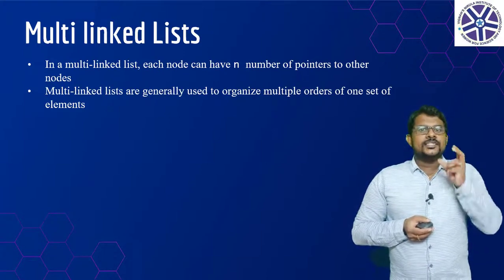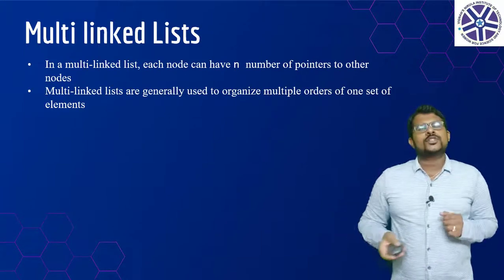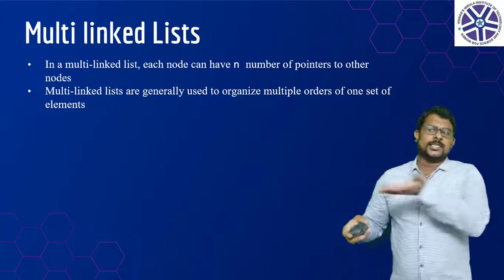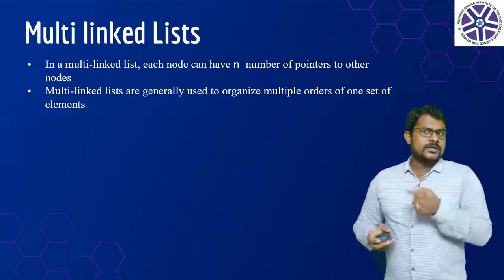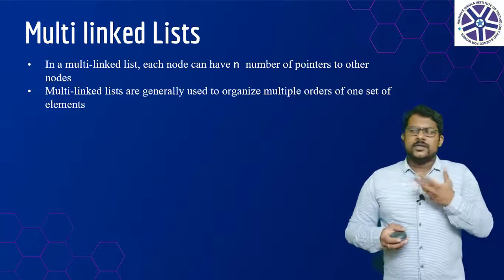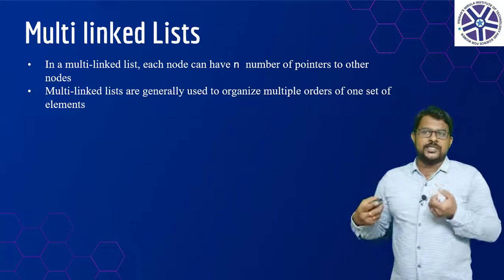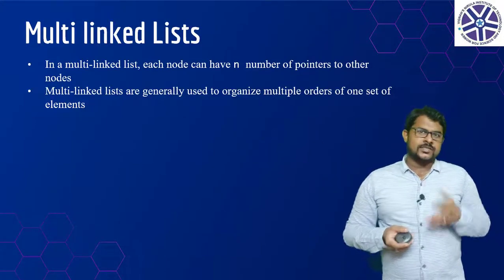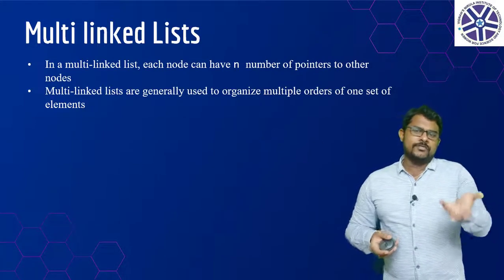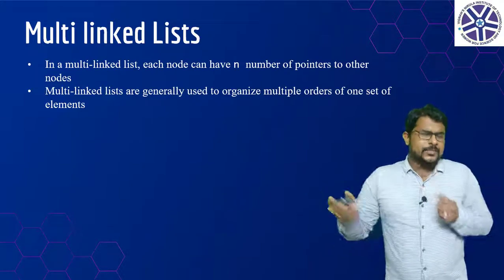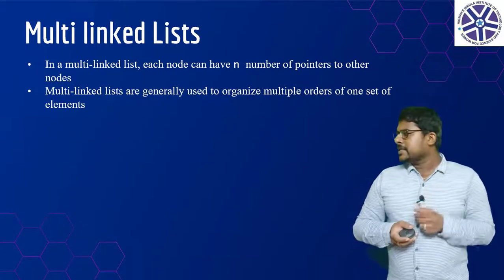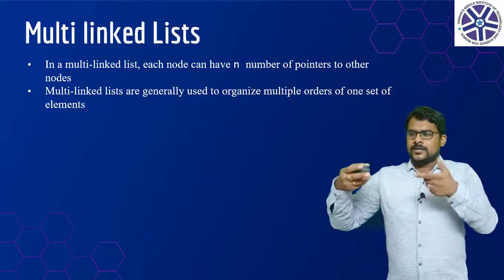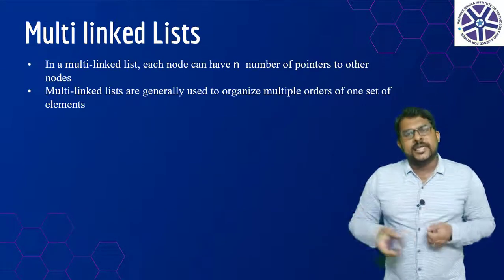Basically, a multi-linked list is one of the forms of linked list which has many pointers. If you take a single linked list, it has one pointer, and a doubly linked list has 2 pointers. But a multi-linked list can have n pointers. So n can be more than 2, or even 1 or 2, depending upon the type of application. Generally, these multi-linked lists are used to represent different forms of the same list.